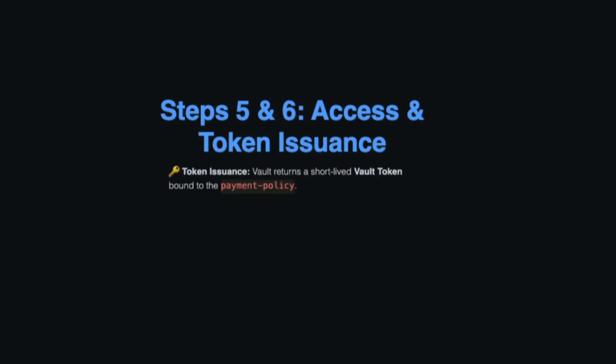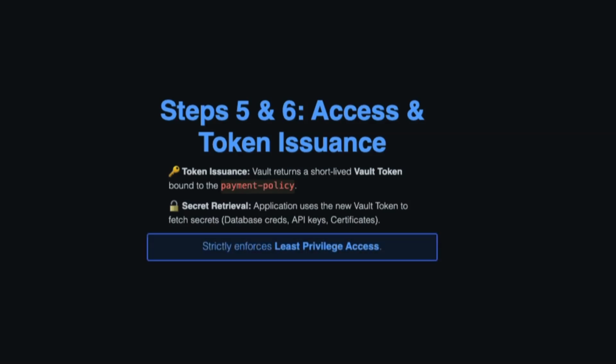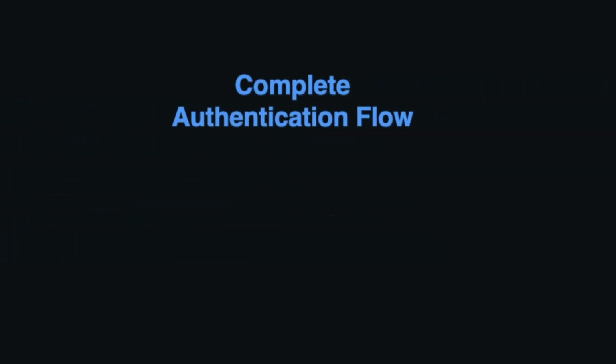In steps 5 and 6, Vault generates a short-lived Vault token linked directly to the payment-policy ACL and returns it to the application. The application then presents this Vault token back to Vault to read its specific database password or API keys. Everything follows the principle of least privilege.